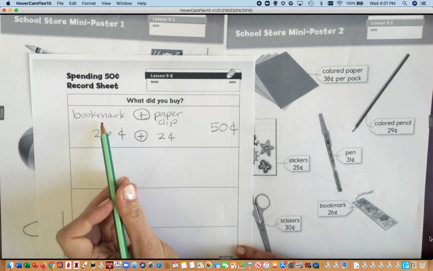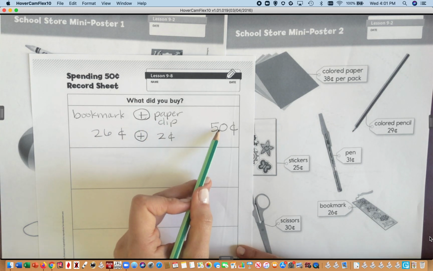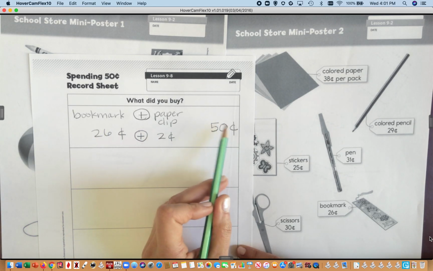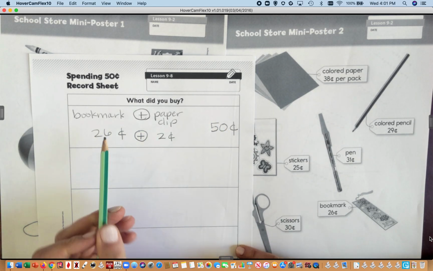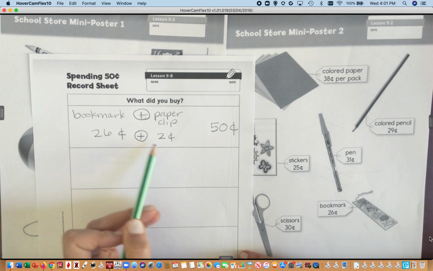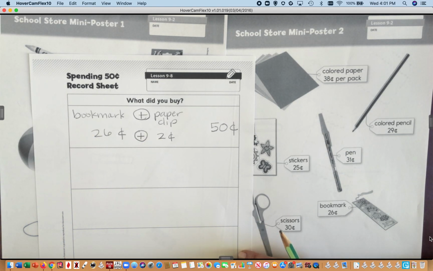Now, I know that the bookmark and the paperclip do not equal 50 cents. I need to figure out if they're greater than or less than 50 cents. So I'm going to add these 2 things together. This is easier to add than some of the other things I could have picked.